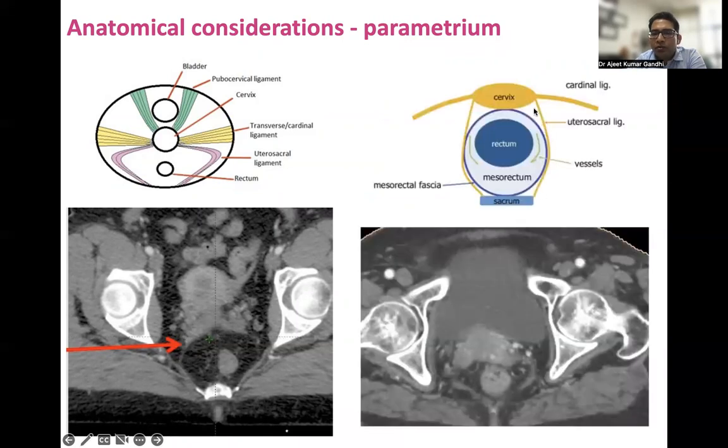It is important to also appreciate that the uterosacral ligament runs outside the mesorectal fascia boundary, and in a case where there is an overt involvement of the uterosacral ligament, in a very advanced case, we need to include the entire mesorectum in order to incorporate the uterosacral ligament into our volume.